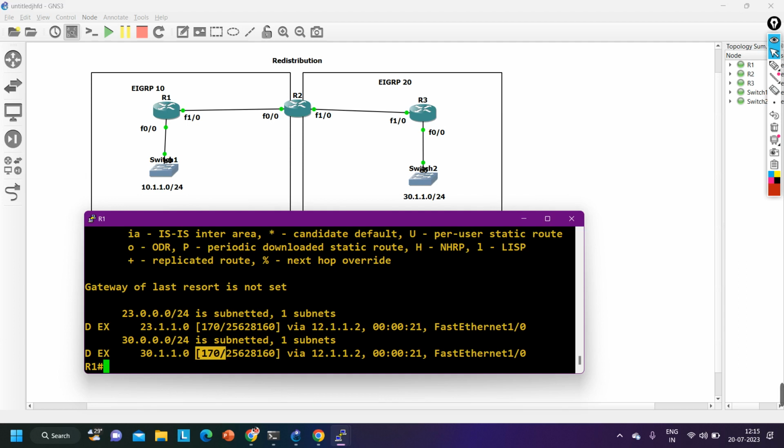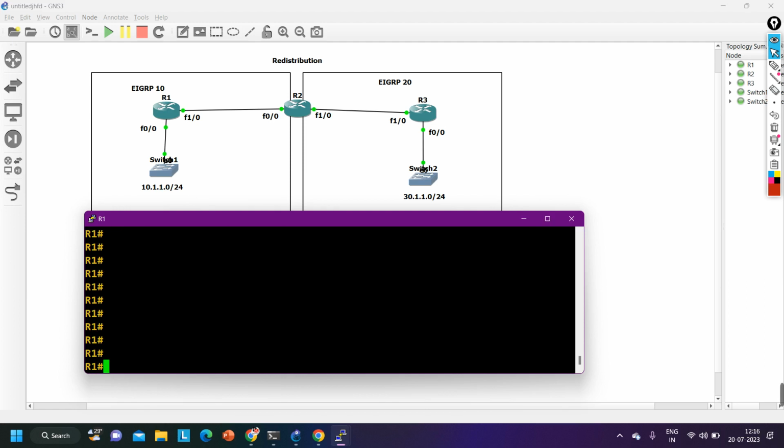So we have two types of AD value in EIGRP. One is 90 and one is 170. 90 is used for internal prefixes and 170 is used for external prefixes. Now can I ping 30.1.1.1 from here? No, it will not work.